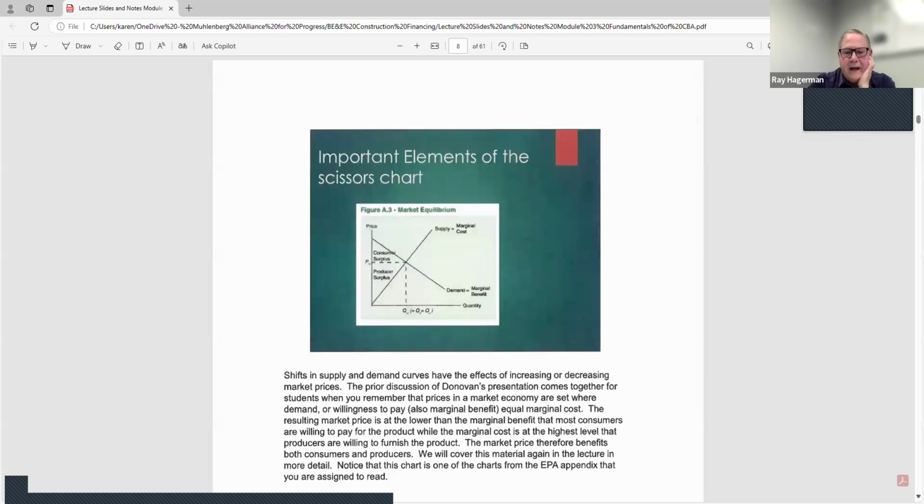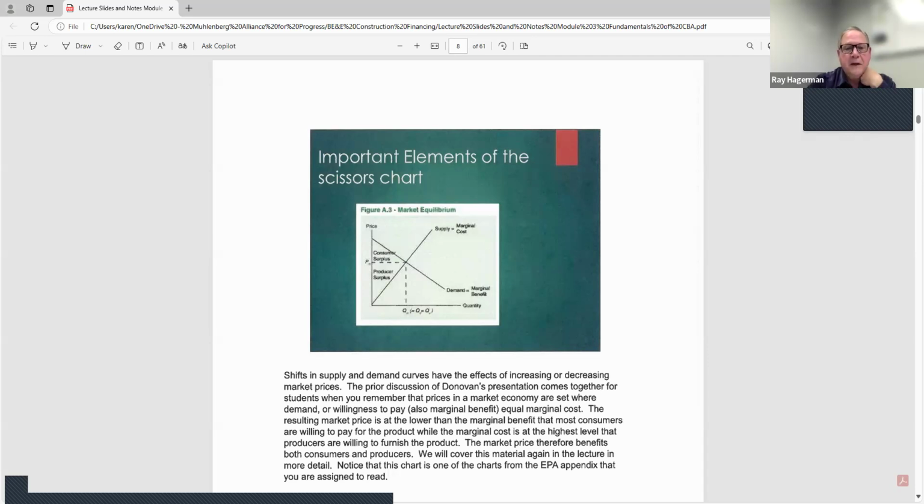This one, I did not ask you to look at an EPA study, so I just plucked this. So disregard that last statement that says, notice this chart is from one of the charts from the EPA appendix. It actually does come from that article, but I didn't ask you to read it.